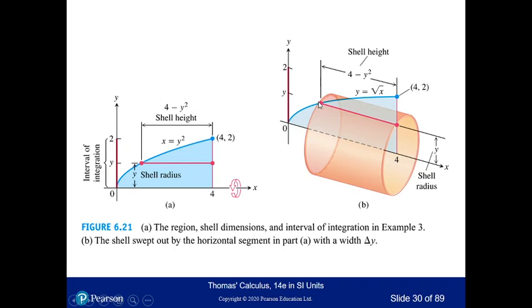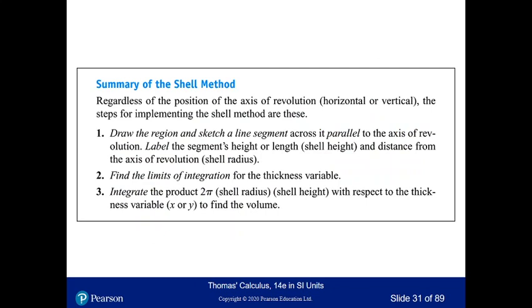And the radius is y. So it's 2 pi y times the height, 4 minus y squared, times delta y. But delta y, we are going to take as dy. We integrate over y, and y is changing from 0 to 2, so that's it. It's going to give us the volume.